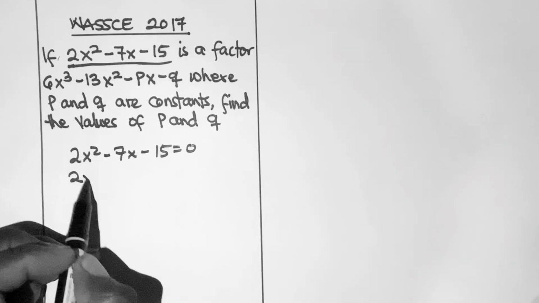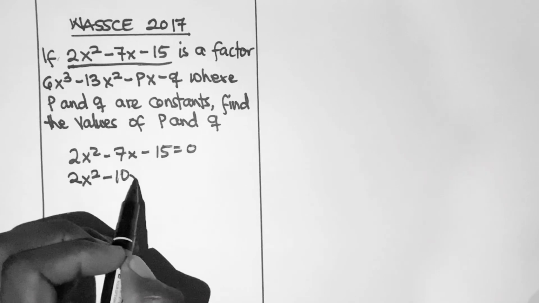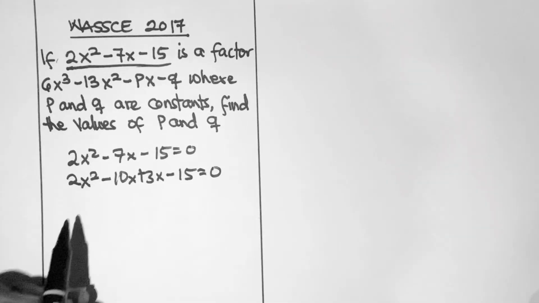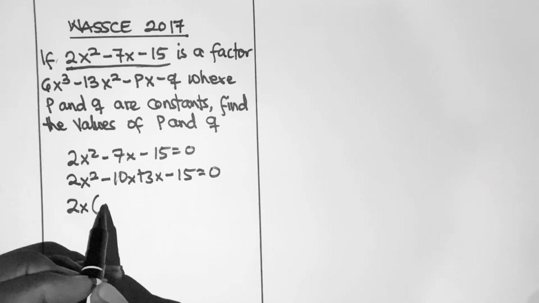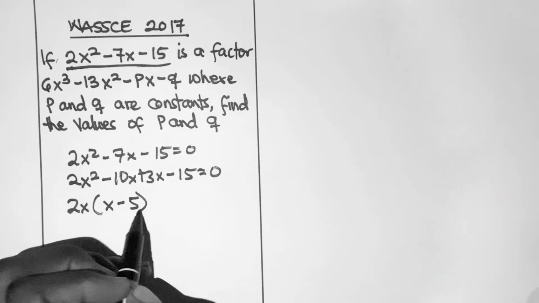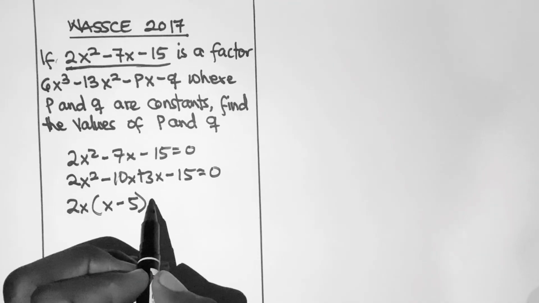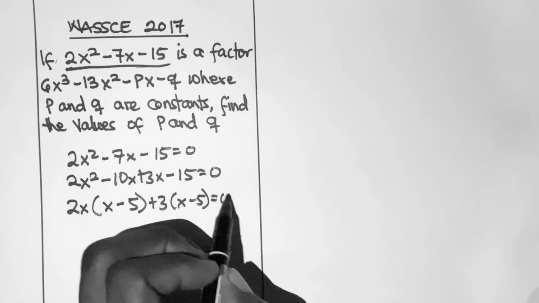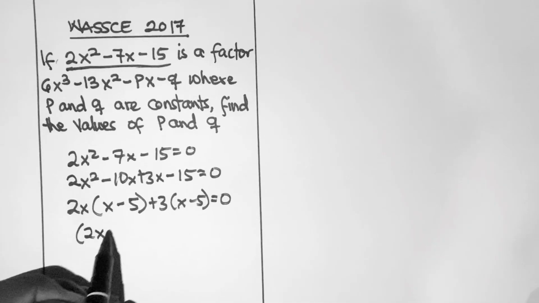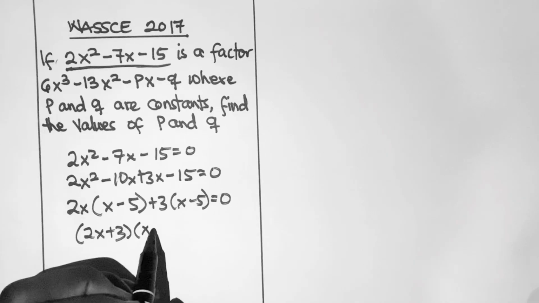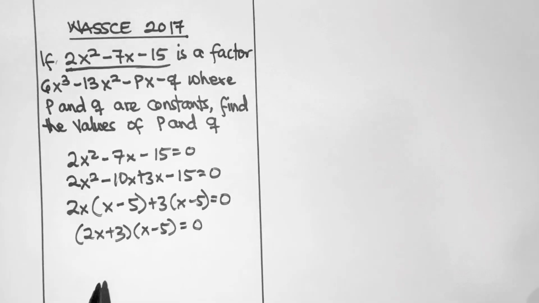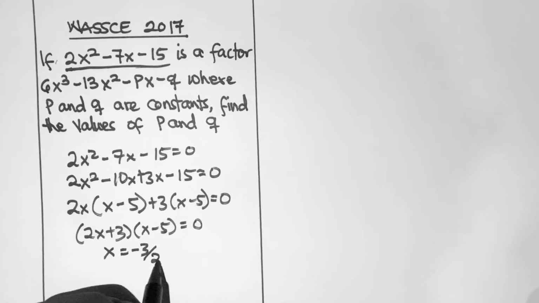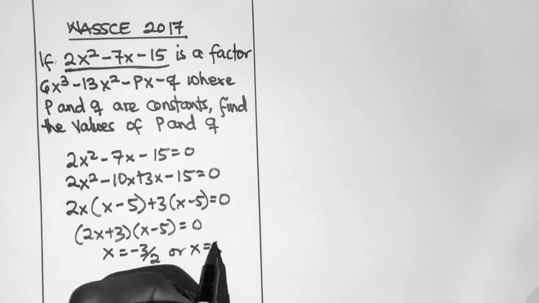So here becomes 2x squared minus 10x plus 3x minus 15 is equal to 0. So here we can factorize 2x out. We are left with x minus 5. Then at this place we can factorize 3 out. We are left with x minus 5. And all of this equals 0. So in one bracket we have 2x plus 3, and in another bracket we have x minus 5 equals 0. So the values of x are x equals minus 3 over 2 or x equals 5.